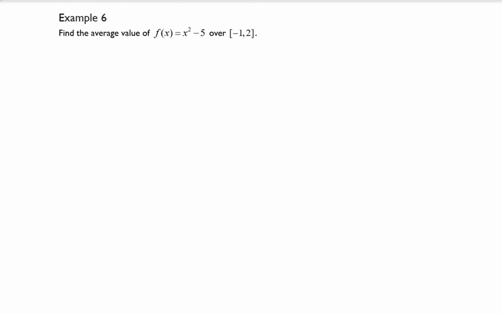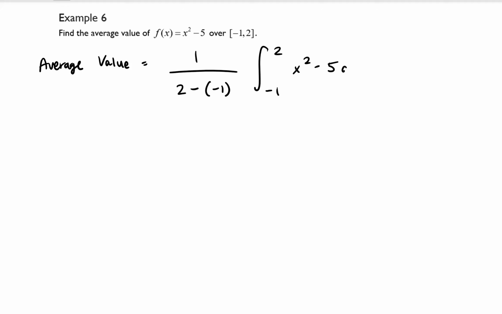Example 6 says find the average value of f of x equals x squared minus 5 over the closed interval -1 to 2. So the average value is going to equal 1 over b minus a times the integral from a to b of our function. So that's going to equal 1 over 2 minus -1, which becomes 1/3, times x cubed over 3 minus 5x, and we want to evaluate that from x equals -1 to x equals 2.